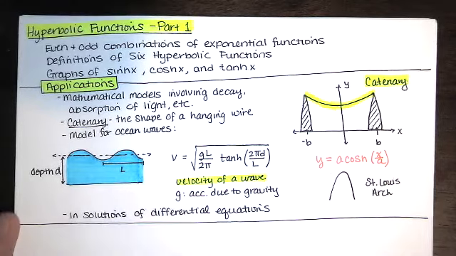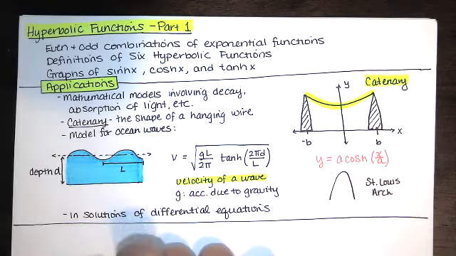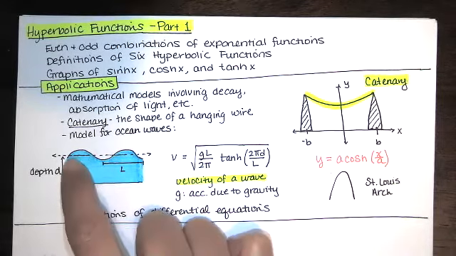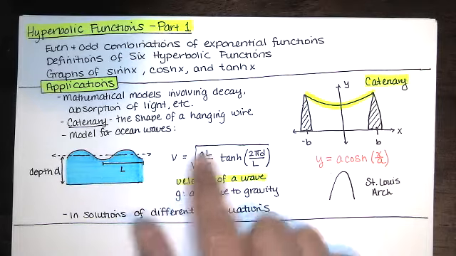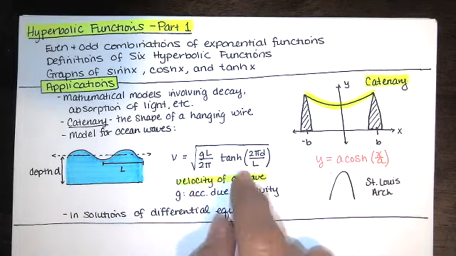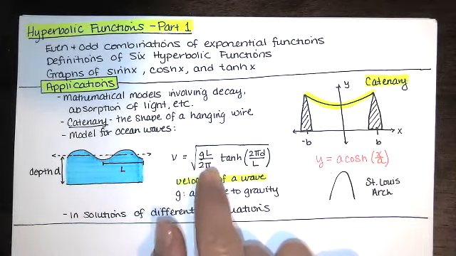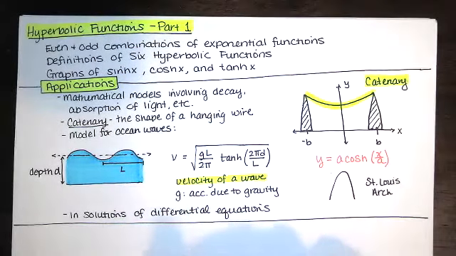Here is another mathematical model involving hyperbolic functions. It's a hyperbolic tangent function. This gives us the velocity of an ocean wave. If that wave has length L and that water has an average depth D, that velocity is approximately the square root of this function. G is acceleration due to gravity here, but we end up taking the hyperbolic tangent of 2 pi times the depth divided by that length, and then multiplying by this constant times the length, take the square root. That's how fast that wave is moving.